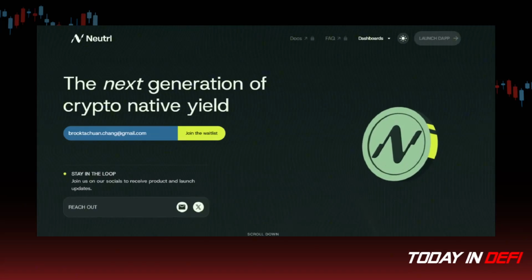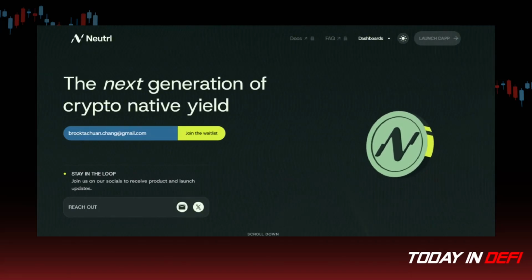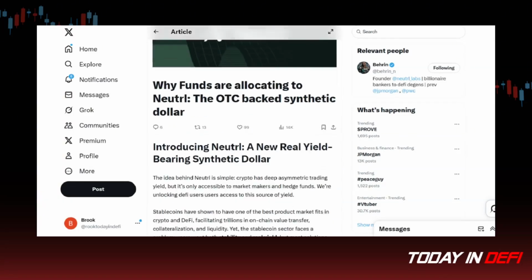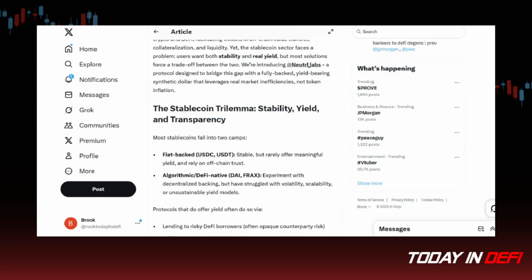So for today, I would like to go through an interesting protocol called Neutrl and explain why it might be relevant and probably can be a next big thing. Neutrl is an OTC-backed synthetic dollar and USD issuer, and later we'll explain what it means to be an OTC-backed synthetic dollar. But first, let's outline the problem Neutrl would like to solve.